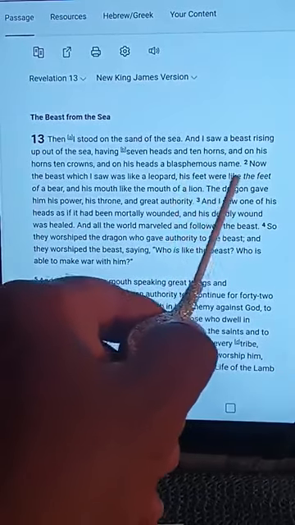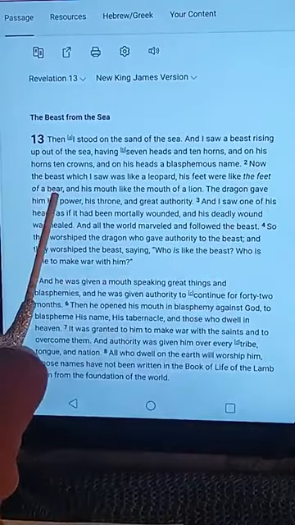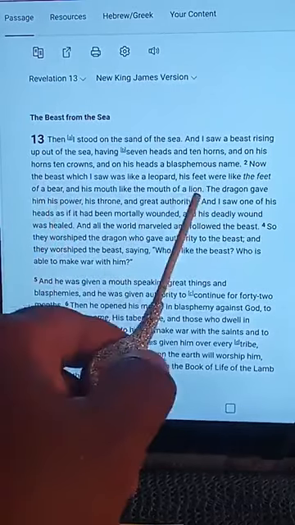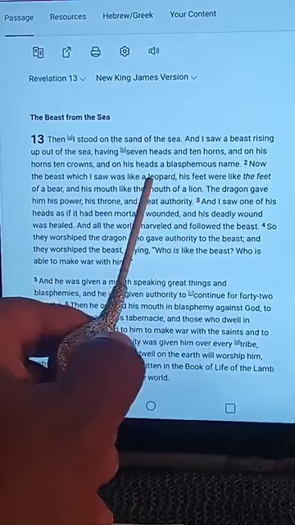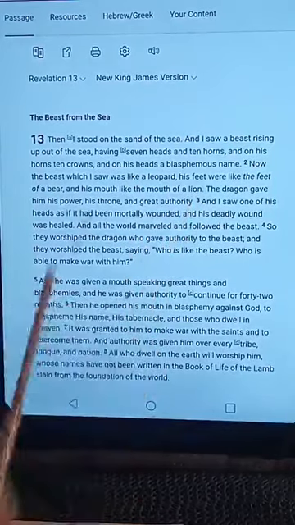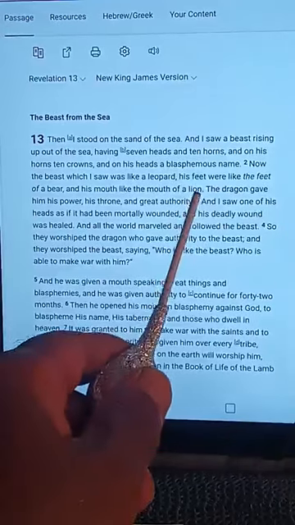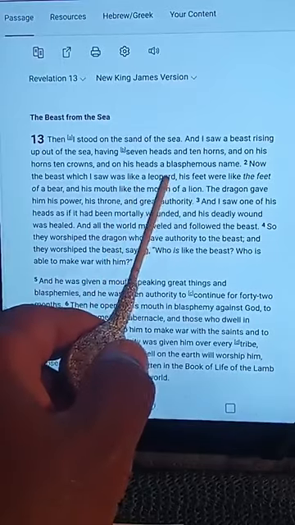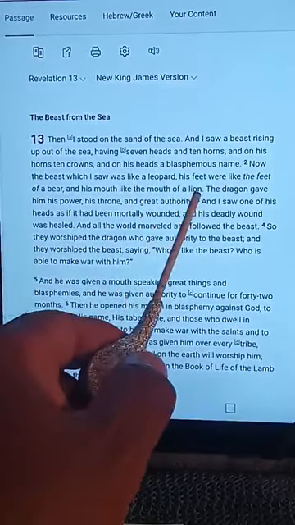His feet were like the feet of a bear, because a bear's claws are longer and bigger than a lion's claws. But it had the mouth of a lion. It doesn't have the mouth of a leopard. A leopard and a lion are not the same. But if you do your research, there are lions that have leopard spots. It says, was like a leopard, a mouth like the mouth of a lion.